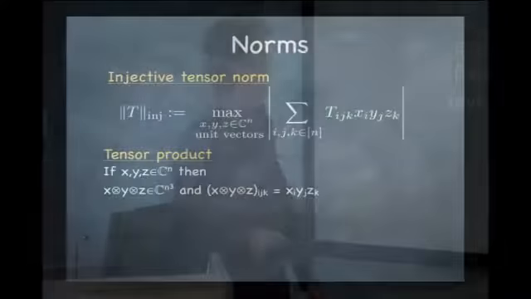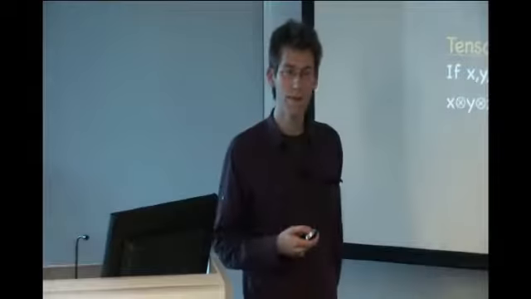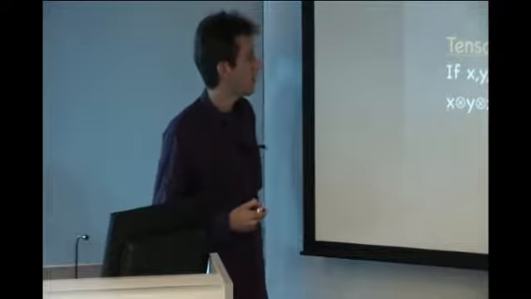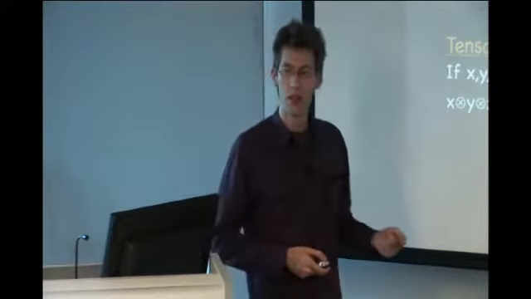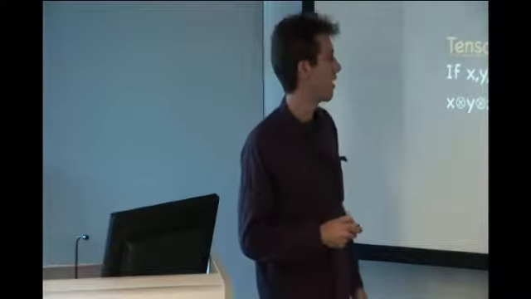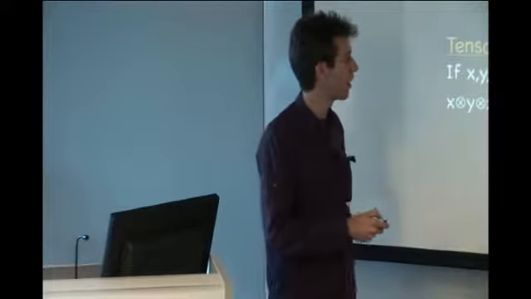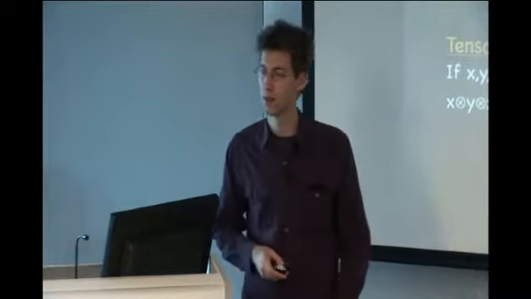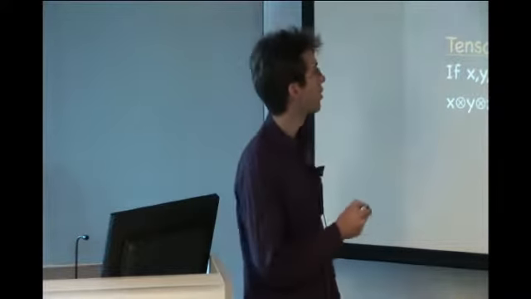So why does it have this name? It comes from the tensor product, which is kind of a key feature of tensors. If x, y, and z are n-dimensional vectors, their tensor product is the n-cubed dimensional vector that you get by taking all possible triples of entries and multiplying them together. So this is indexed by i, j, and k, and that entry is just the product of the ith entry from x, the jth entry from y, and the kth entry from z. Yeah? So the vectors are unit with respect to the L2 norm? Yes. Yeah, unit vectors with respect to L2.